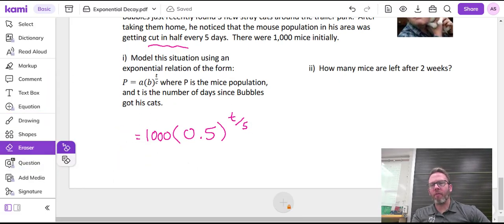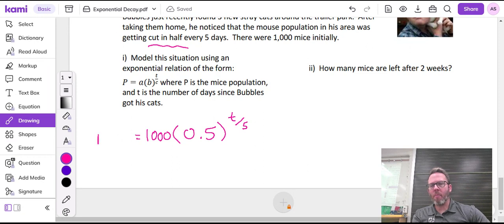So I slipped back into some old notation from grade 10. I'm just going to label that as P of T. I'm not going to ding you guys if you just put P equals. But I want to be consistent with the notation I'm using. So P for population, T for time. And this is the last one we do. Anything else is really overkill.